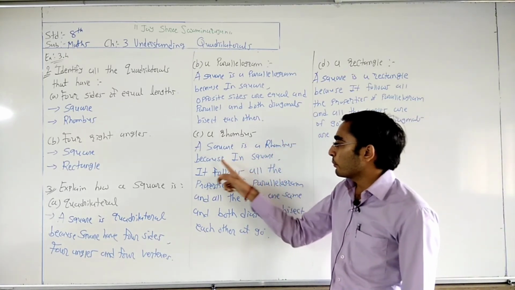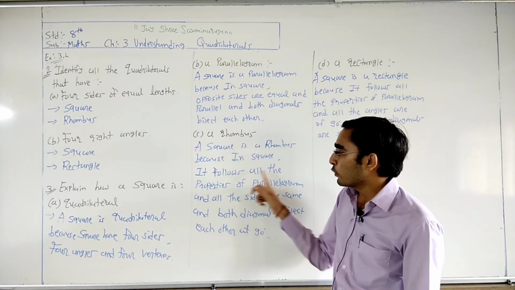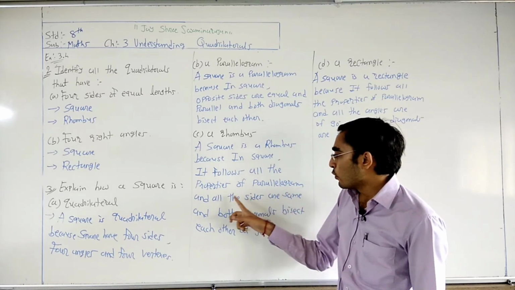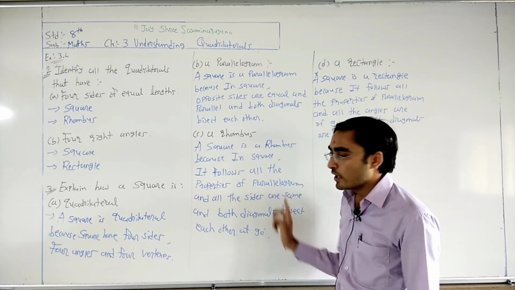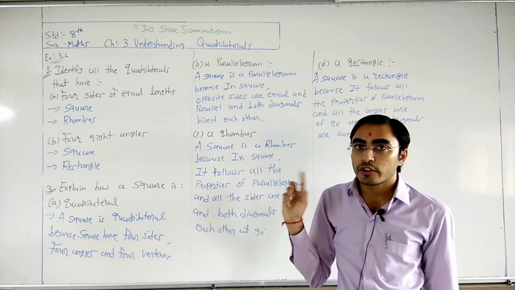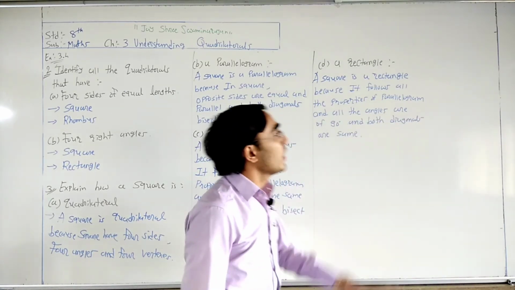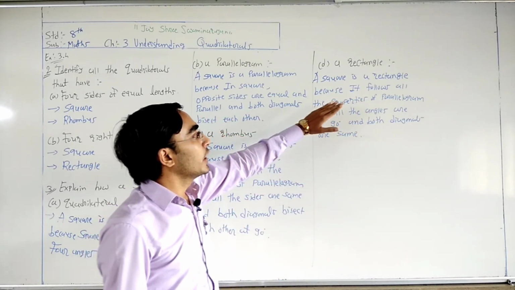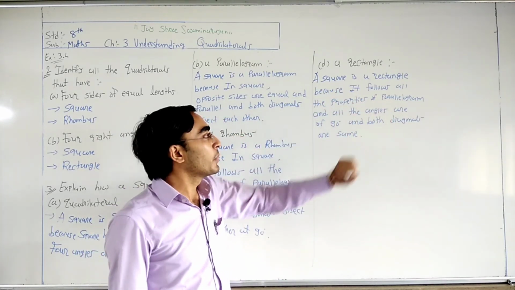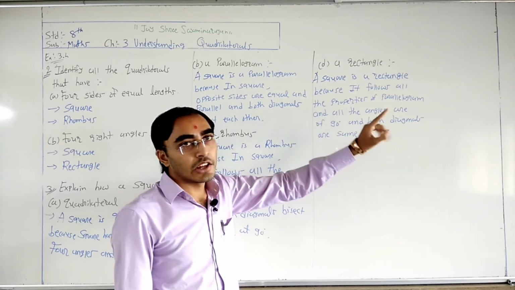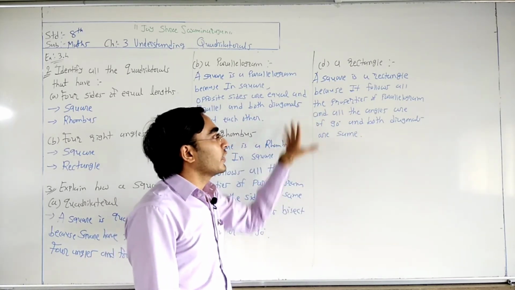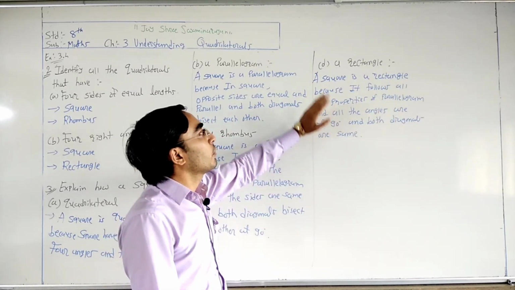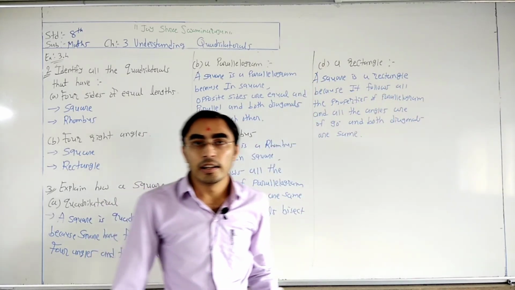A square is a rhombus because a square follows all the properties of a parallelogram. All four sides are the same. Both diagonals bisect each other at 90 degrees. These are the properties of a rhombus. That's why a square is a rhombus. A square is a rectangle because it follows all the properties of a parallelogram and all the angles are 90 degrees and both diagonals are the same. These are the properties of a rectangle. That's why a square is a rectangle. Okay.